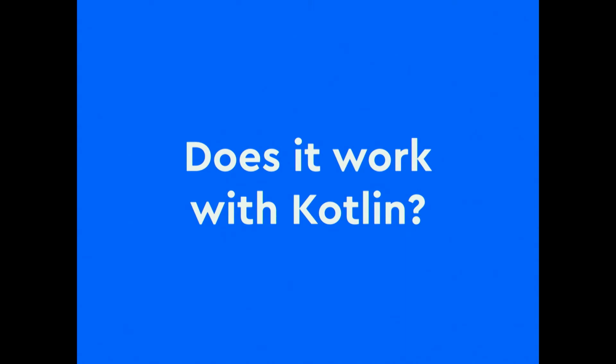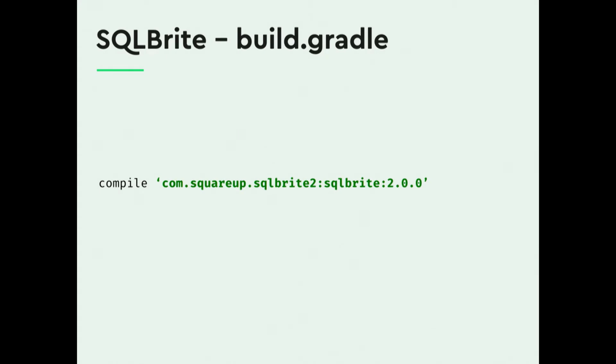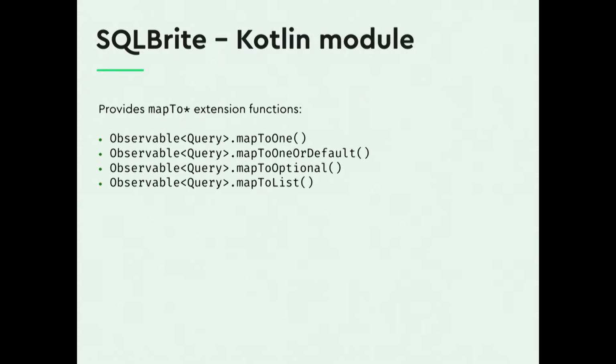Again, does it work with Kotlin? Well, yes. They also provided extension methods that help you with that. And what you have to do, together with your build.gradle, is add this import, sqlbrite-kotlin. Then the Kotlin module is going to provide you those mapToOne extension functions. You probably remember that RxJava 2 does not allow you to emit nulls. So you can potentially use, for example, mapToOneOrDefault. You don't have to worry about this. If you query something and it doesn't exist in the table, it's going to give you an optional of nothing. So you'll still be notified, but there will be nothing there.